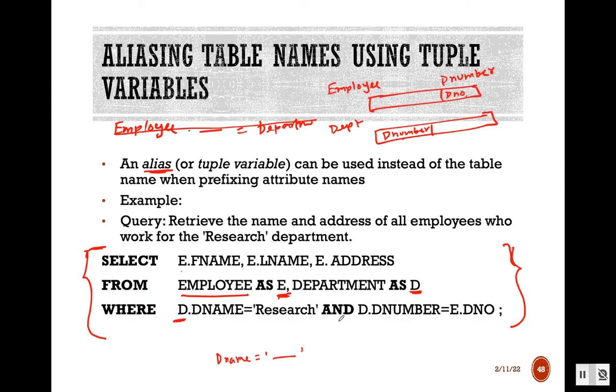Now, if the attribute name is different in more than one table, in two tables, in that case we can just write it like that: d number equals dno. That will not create any error because the names are different. But if the attribute name is the same, in that case we must specify the table name, either the exact table name or the alias name.